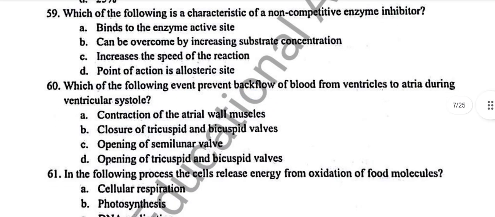Question number 60. Which of the following events prevents backflow of blood from the ventricles to the atria during ventricular systole? A. Contraction of the atrial wall muscle. B. Closure of tricuspid and bicuspid valves. C. Opening of the semilunar valve. D. Opening of tricuspid and bicuspid valves. The correct option is B. AV valves are closed during ventricular contraction to prevent regurgitation.